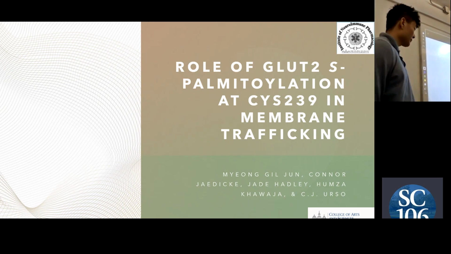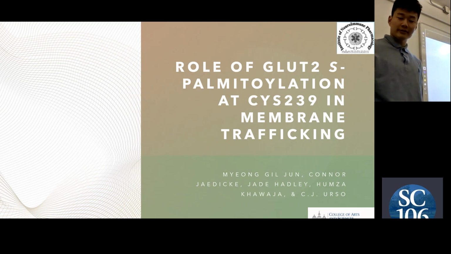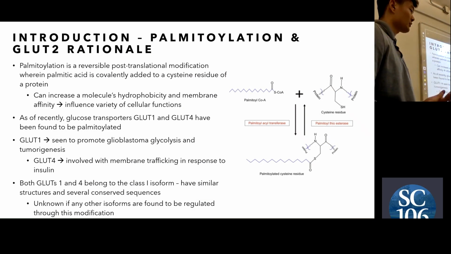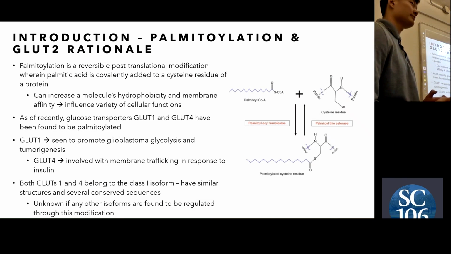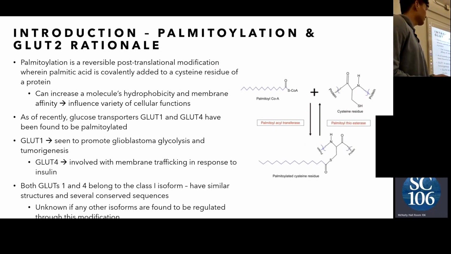Hi, I'm Paul. I'll be presenting research conducted by myself and my peers in Dr. Urso's class for recombinant DNA technology, on the role of GLUT2 palmitoylation at cysteine 239 in membrane trafficking. Palmitoylation is a reversible post-translational modification where palmitic acid is added to a protein. This changes the protein's hydrophobicity as well as the membrane affinity, and this could affect various features of cellular mechanisms.